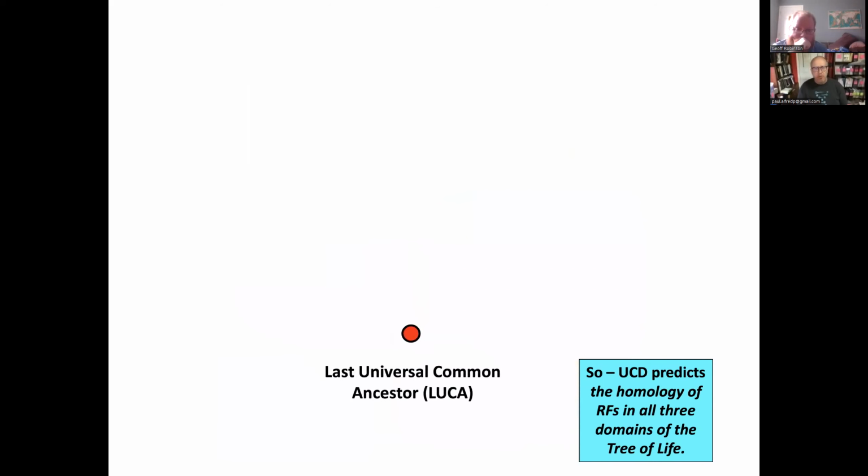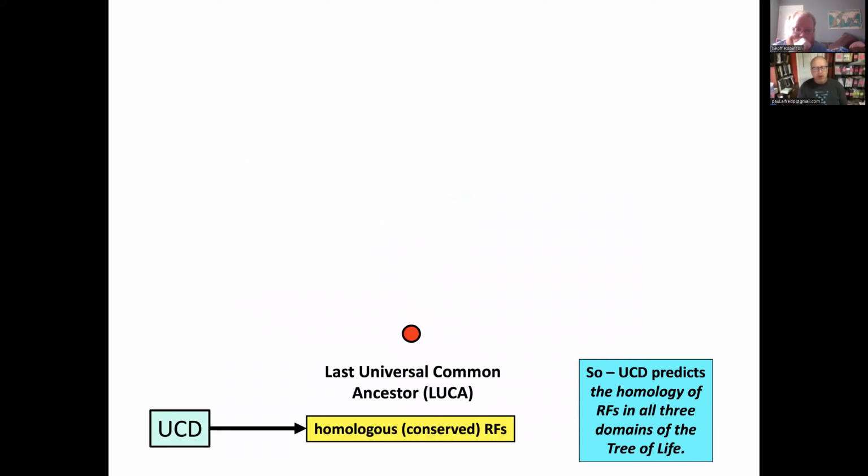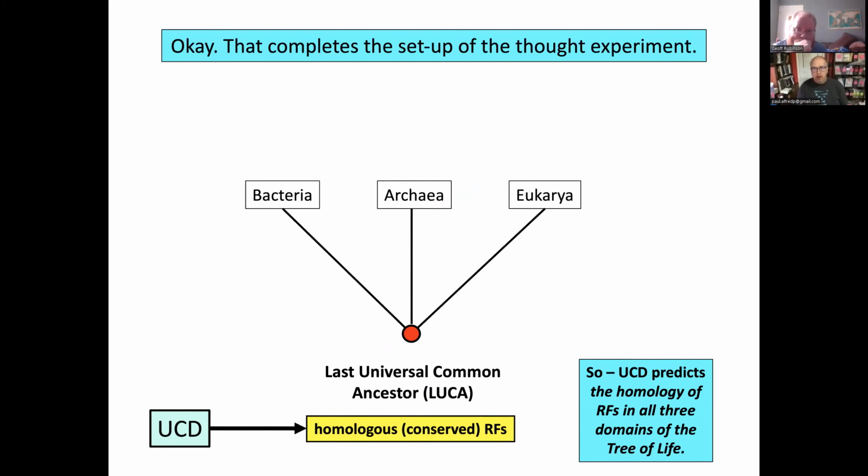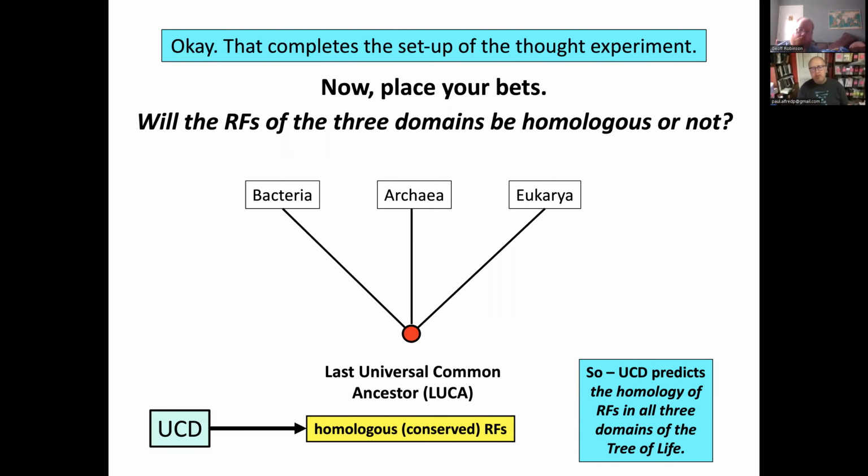So we can do it this way. There's our prediction, conservation of release factors. We've got the three major domains. All right, that completes the setup of the thought experiment. Now, ask yourself, and I've actually done this with students, place your bets. Will the release factors of the three domains be homologous or not?